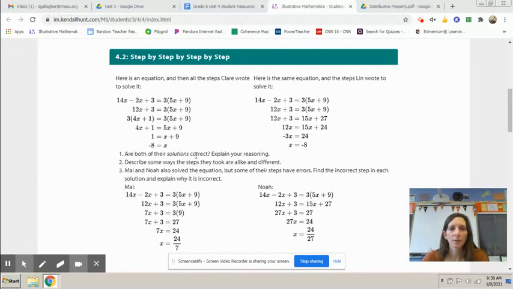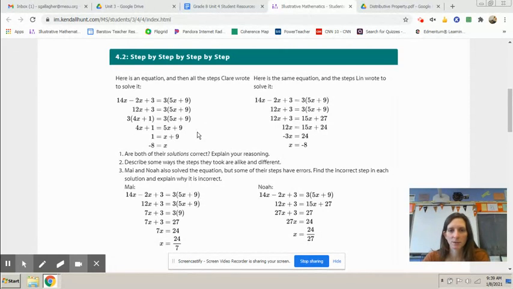Okay, so are both of their solutions correct? Yes. Partly, you're kind of leaning in that direction because they're the same, but they could have both made the same mistake and ended up with the same answer that was wrong. So to test if it's correct, you take the negative 8 and put it back in wherever there's an x and solve the equation, and you'll find out that it's true.